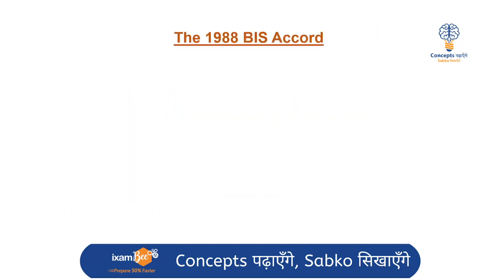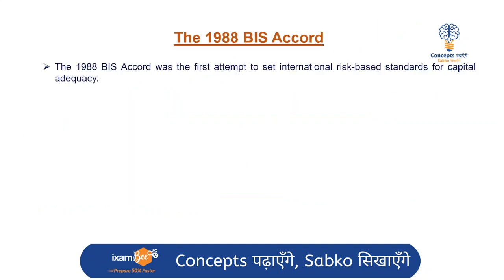So the 1988 BIS Accord was the first attempt to set international risk-based standards for capital adequacy. Capital adequacy: the words are two, capital and adequacy. Enough cushion in the form of capital needs to be maintained, and it should be adequate. The adequate capital should be kept against the risk-weighted assets, and it should be sufficient for any bank or financial institution to cover its losses in case of any crisis.